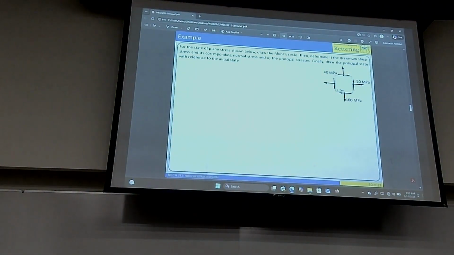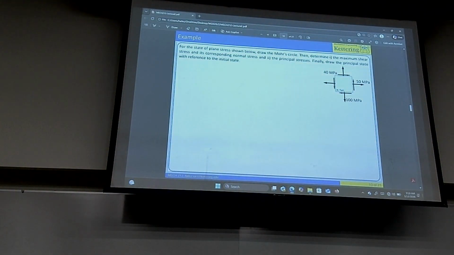So stress transformation. What do we mean by stress transformation? Where or when would you apply that? So conceptually, there was something mentioned about that. So where or when would you do stress transformation?